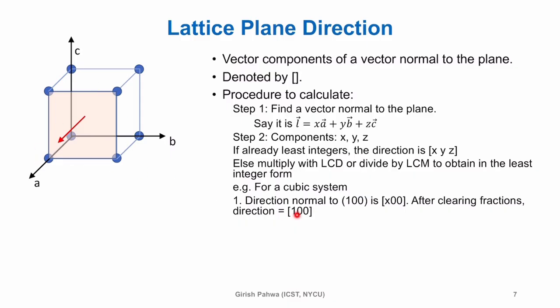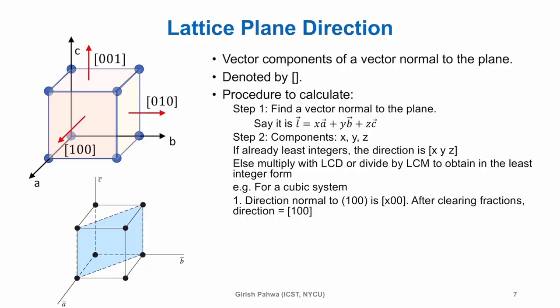Let's take another example. Similarly, these directions will be 0, 1, 0 and 0, 0, 1, right? Similar procedure. The vector normal to this will have only this component. This will be 0, this will be 0. So say this is 0, y, 0, and then you do the procedure, clear the fractions out. So this will become 0, 1, 0. Similarly, 0, 0, 1.